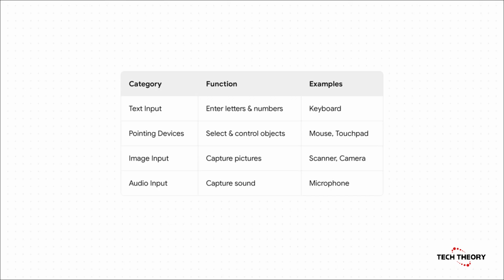And wow, we have a lot of different ways to talk. These devices fit into some pretty clear categories. You've got text input with a keyboard, pointing devices like a mouse, you can give it images with a scanner or a camera, and you can even speak to it directly with a microphone. Each one is built for a different kind of instruction.